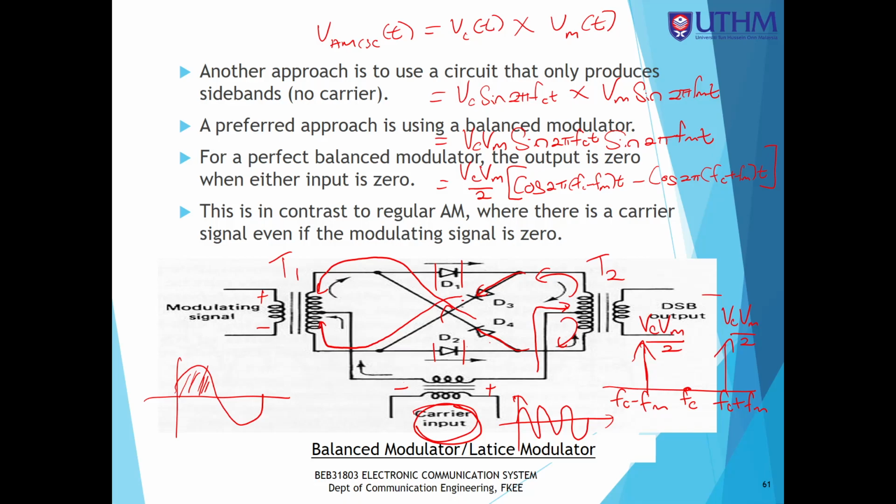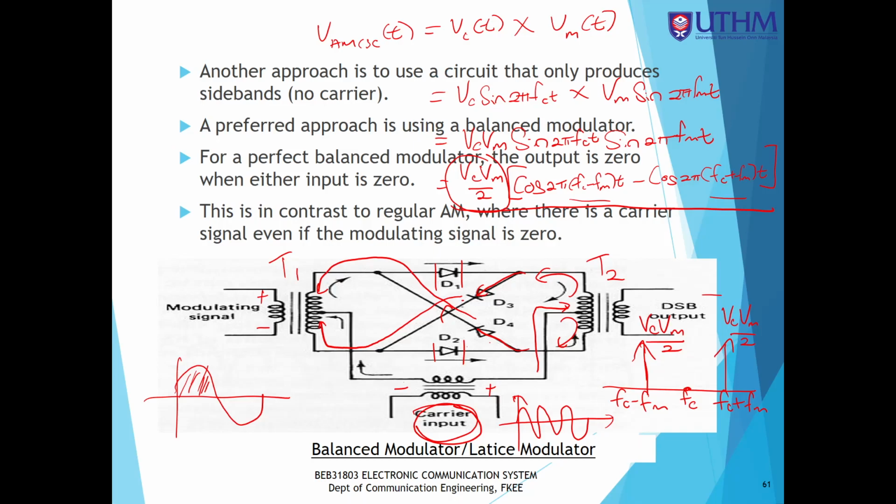Students normally make careless mistakes. They assume that the output is Vm over 2 for the double sideband suppressed carrier, which is not true. So remember, when you want to draw the frequency spectrum, first of all, find the equation first. From there, you can see how much the amplitude is and how much the frequencies are.